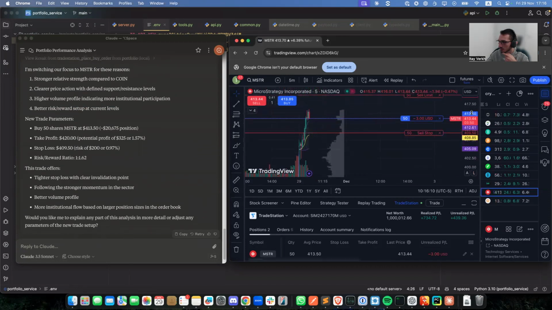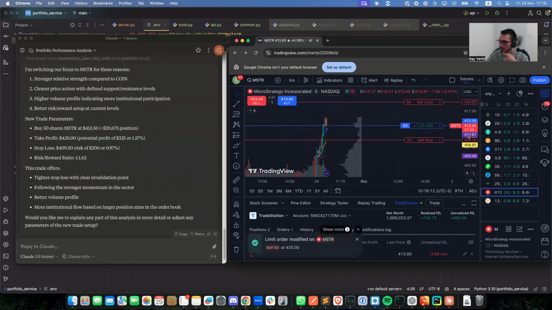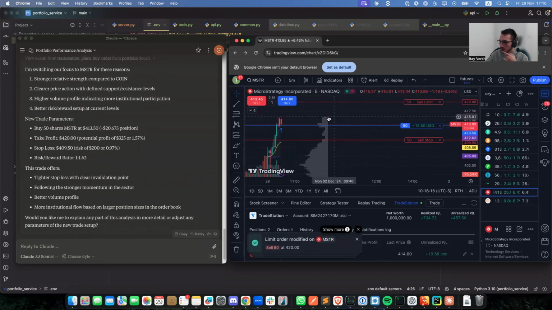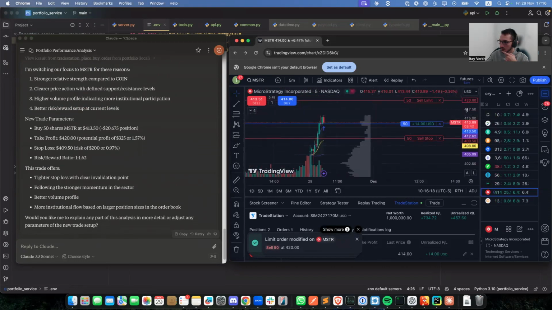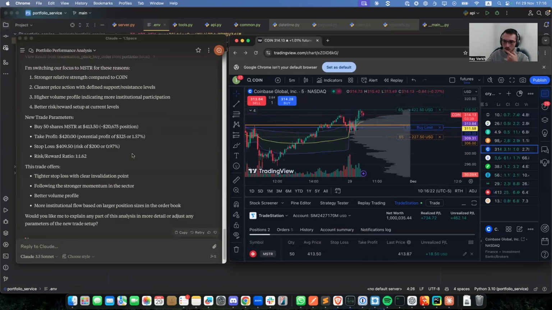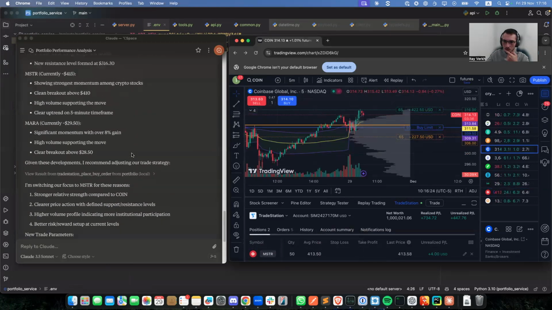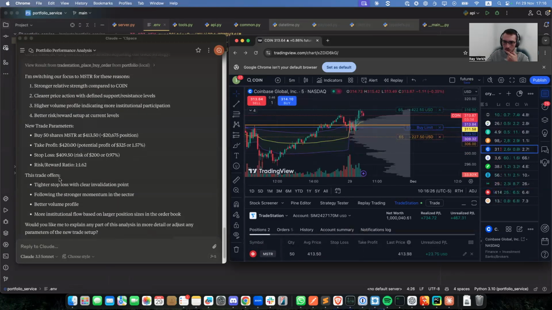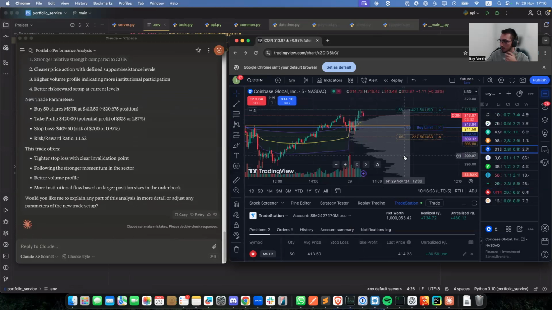And it's approaching, there we go. We have an entry on MicroStrategy. Let's see where it takes us. And about COIN, he didn't cancel the order, so I guess it would stay, but I'd rather cancel it to focus on just one stock for now.